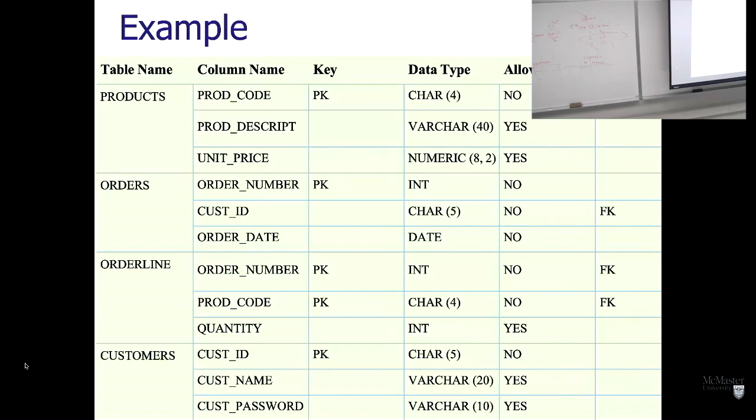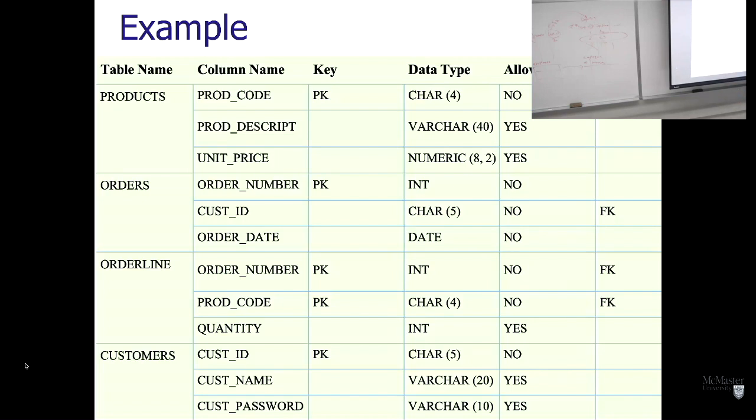For example, in a table schema, we say what the table names are. Here we have 4 tables: products, orders, order line, and customers. This is similar to what you have done for your assignment 1. Assignment 1 was about ordering from a flower store, and in that example, some of the main entities or tables were product, customers, orders, and order line, right?